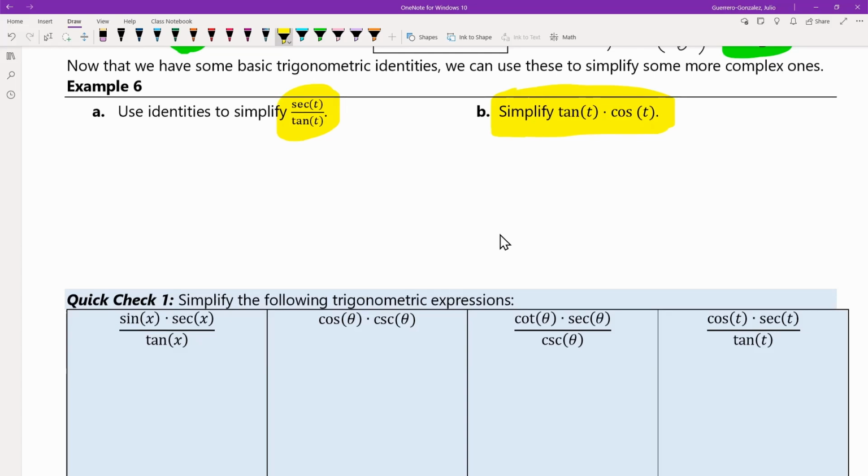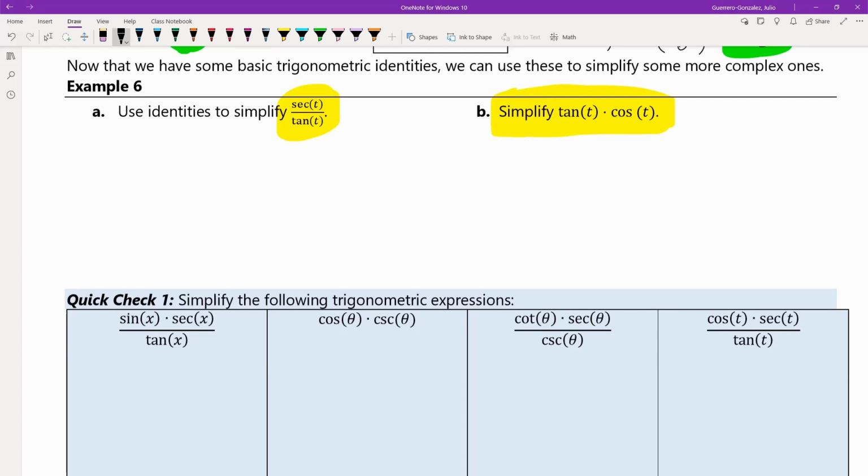In this one, for A, I want to use my identities to simplify secant divided by tangent. This actually simplifies to something nicer, something a lot smaller, a lot more concise. But what does it simplify to? For these quick checks that you see below, the game will get a little bit more complicated, but for now, the best idea is to grab everything and just change it all back to sine and cosine.